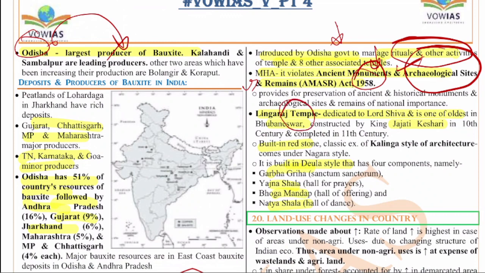If you see, the Lingaraja temple is dedicated to Lord Shiva, and it is one of the oldest temples of Bhubaneswar, constructed by King Jajati Keshari in the 10th century. It is built on red stone, and it is a classic example of Lingaraja style of architecture. It comes under the Nagara style. Okay, so this is about Lingaraja temple of Odisha.